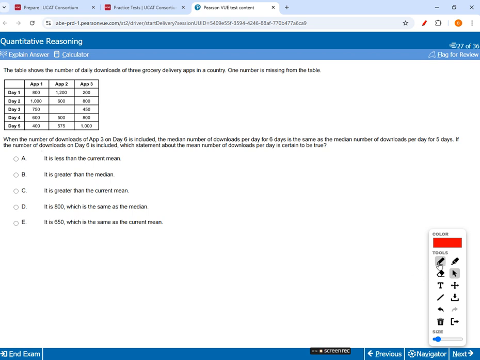Now, what will happen? Less than the mean? No. Greater than the median? Absolutely no, we just confirmed. It is greater than the current mean. Of course, if you're adding a bigger number, the mean will definitely increase. Right. Okay, next. So I've got this one here, option C, just to confirm.